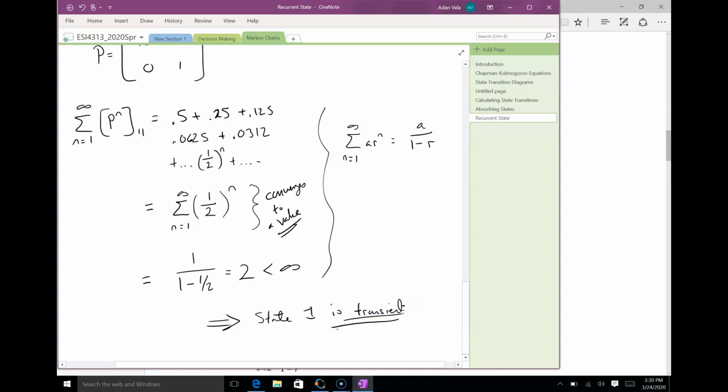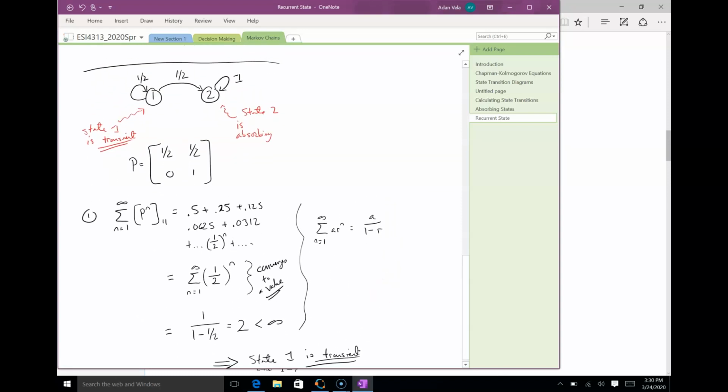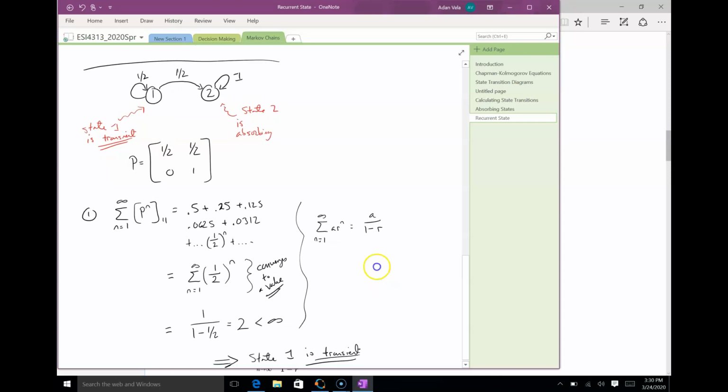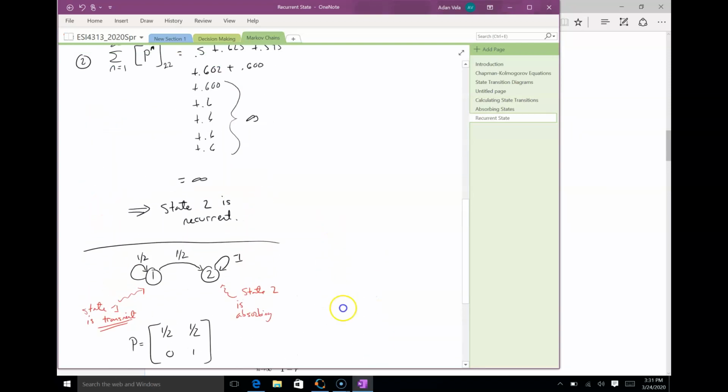Cool. So here goes an example of how we can, I don't want to say prove, well, in this latter case, we actually proved the transience of state 1. It's not always going to be so straightforward if we have a really complex Markov chain, but hopefully this gives you some idea of how we can check for it.